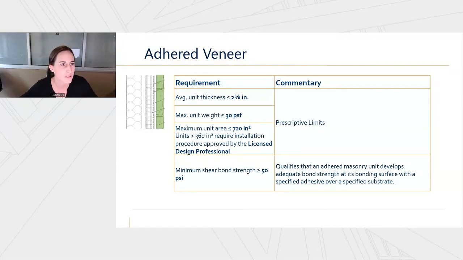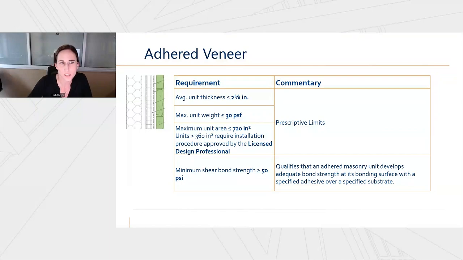It says that the bonded surface area of each adhered unit shall not exceed 720 square inches. And units that have a bonded surface area greater than 360 square inches are required to have an installation procedure approved by a licensed design professional. The limitations are imposed to reduce difficulties of handling and installing large units, to ensure we get a good bond. Units greater than 360 square inches can be more susceptible to those challenges to getting proper bond.